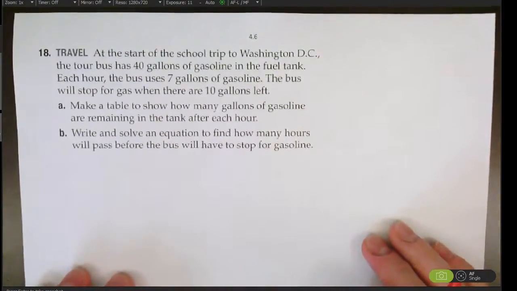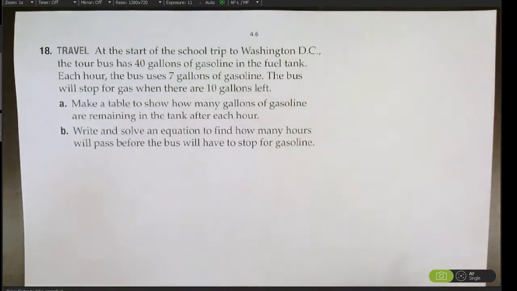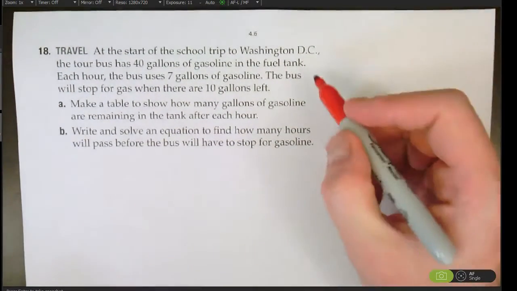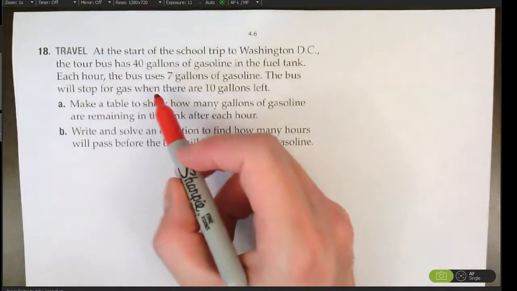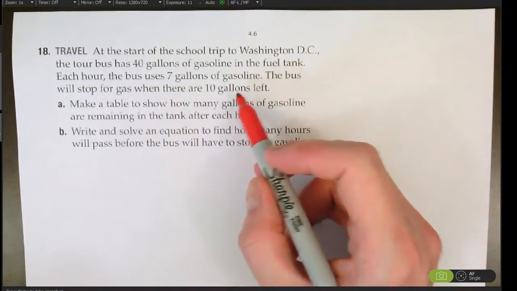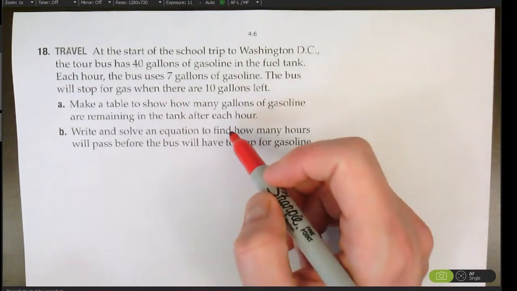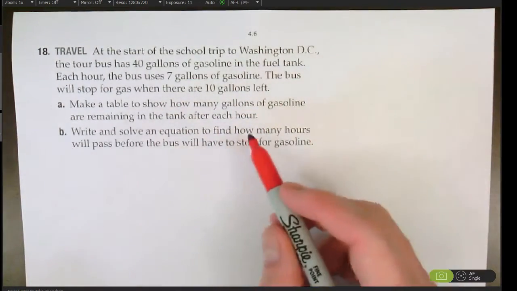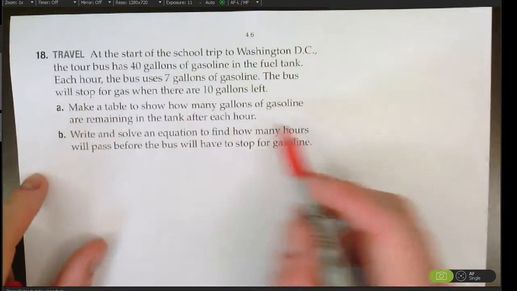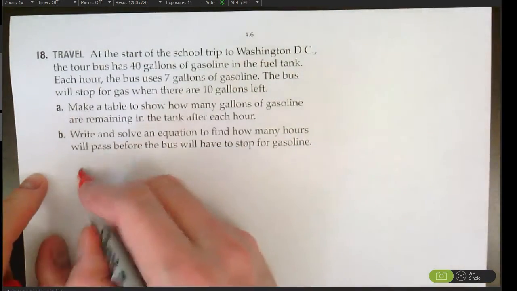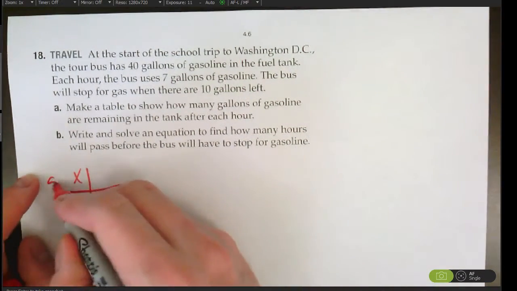All right. Now, last but not least, number 18 to take a look at. At the start of the school trip to Washington, D.C., the tour bus has 40 gallons of gasoline in the fuel tank. Each hour, the bus uses 7 gallons of gasoline. The bus will stop for gas when there are 10 gallons left. So part A is to make a table to show how many gallons of gasoline there are remaining after each hour. Okay, so part A is easy.